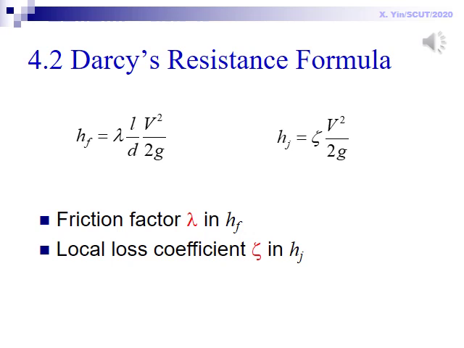Third, we see two coefficients, lambda for HF and zeta for HJ. The following story will be mainly about lambda.